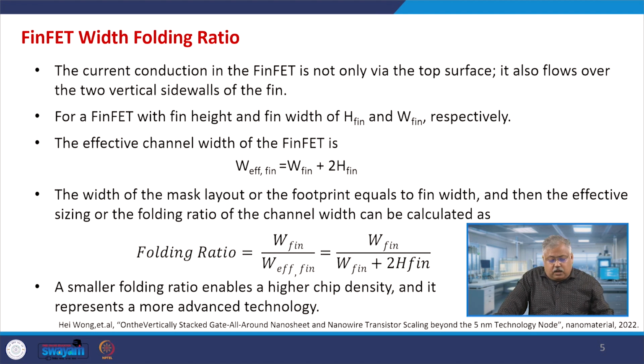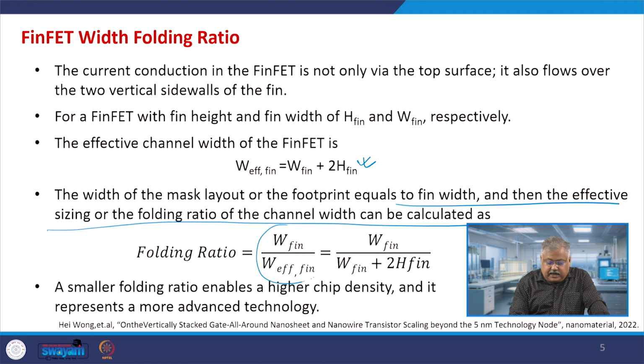Now, the effective channel width, as I told you, is W fin plus 2 H fin. The width of the mask layout or the footprint equals the fin width, and the folding ratio of the channel can be characterized as W fin by W fin effective, which is W fin by W fin plus 2 H fin. So W fin is the width of the FinFET, keeping in mind the structural issue, and H fin is being added because of the height of the fin. So we define the folding ratio as the width of the fin divided by the total width.